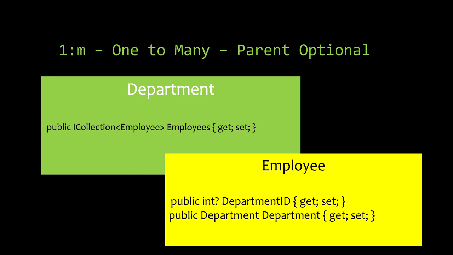So at that point in time, we don't want to have a requirement that there must be a department ID assigned. And in that case, the only real change is we make that foreign key a nullable integer: department ID, int question mark. And that allows the parent to be optional so we can have an employee not assigned to any department.